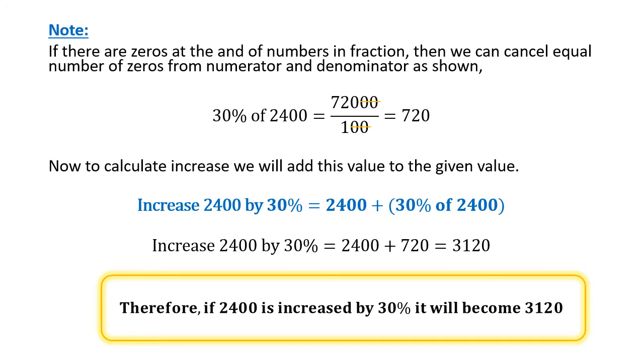Now to calculate increase we will add 720 to the given value, that is 2400. After adding we have 3120, therefore, if 2400 is increased by 30% it will become 3120.